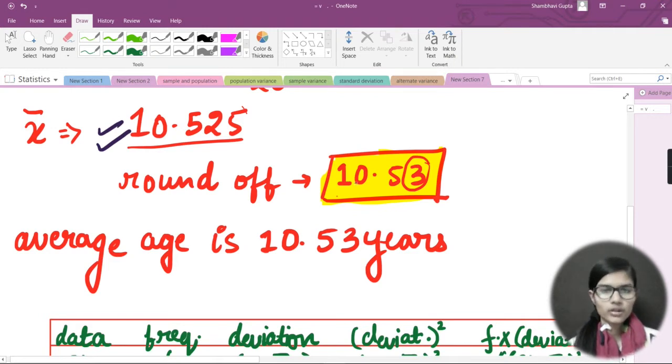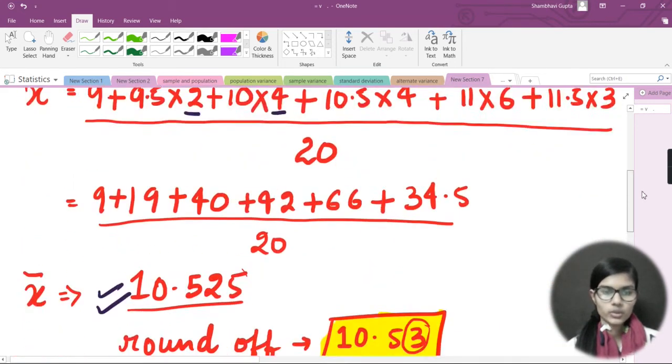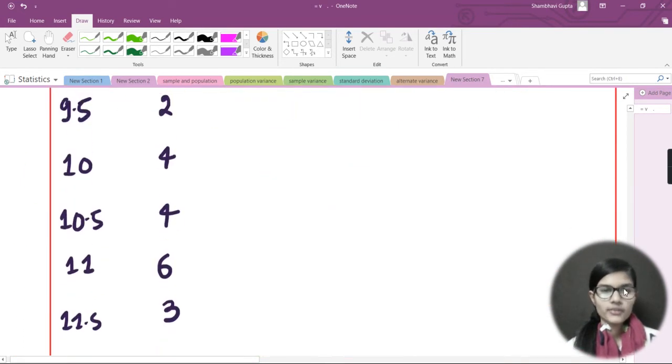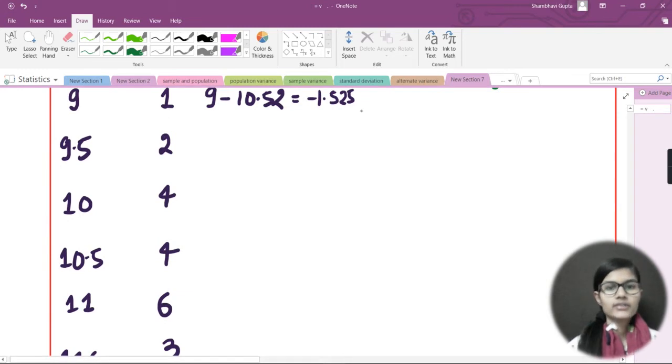We have just rounded it off to 10.53, but let's not go into that. I would just take the real mean, whatever it was. That was 10.525. So here I have taken that and subtracted. I would get a minus sign because 10.525 is greater than 9. Fine, I just got that, 10.525.